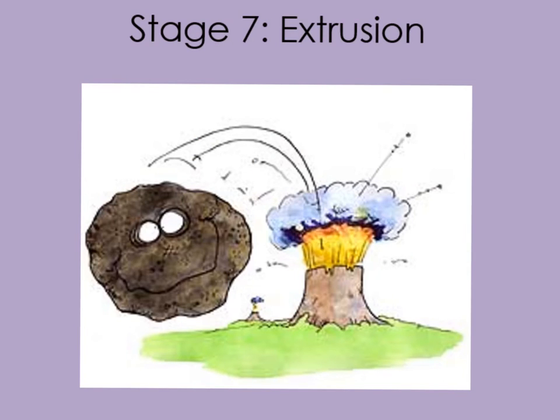Stage 7 is extrusion. Sometimes magma can force itself through a crack or fault in the rock at the Earth's surface. It pours out over the Earth's surface in a volcanic eruption. This process is called extrusion. The rocks that form from extruded magma are called extrusive igneous rocks.